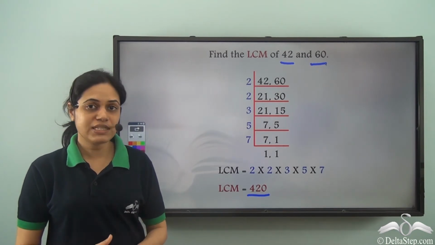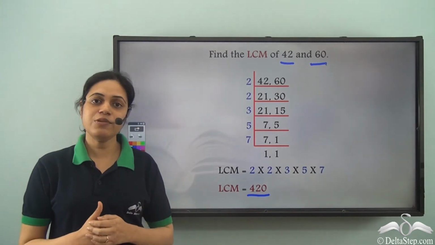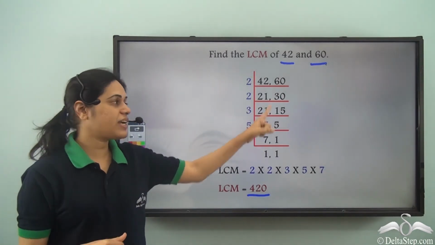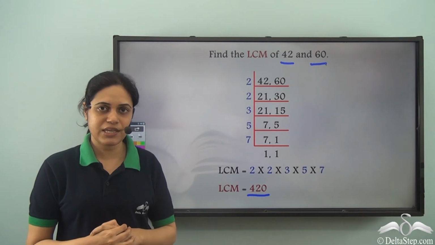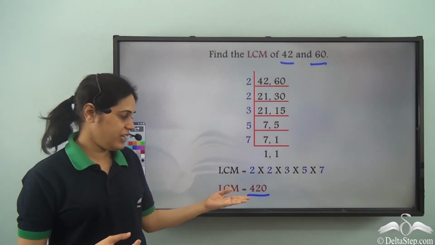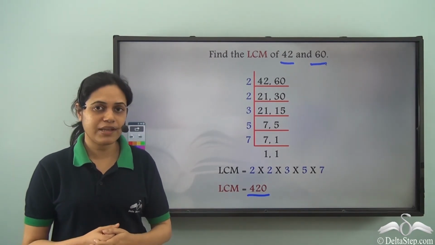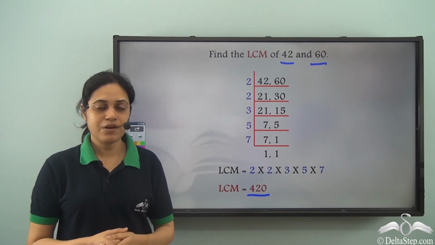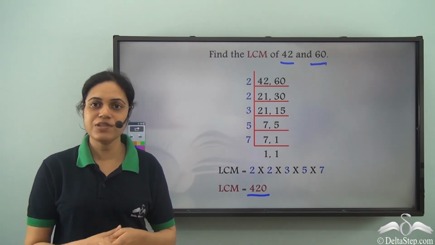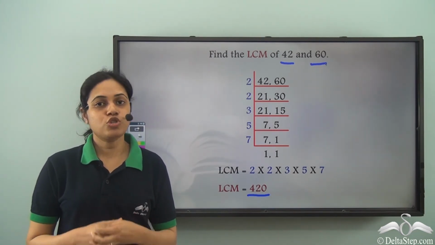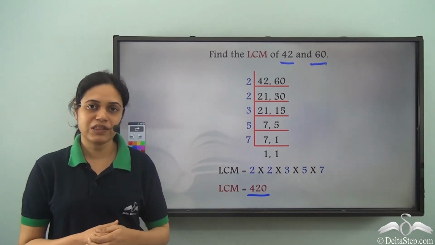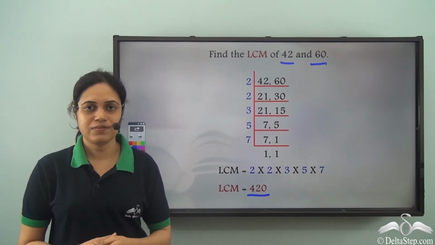So see how easily we can get the LCM using the common division method. So you don't need to prime factorize the numbers individually in this case. You can consider the numbers together. So this is a very easy method and a very important method for finding the LCM. You can also find the LCM of more than 2 numbers using this method. So do practice finding LCM of different numbers using this method till you get them all correct.